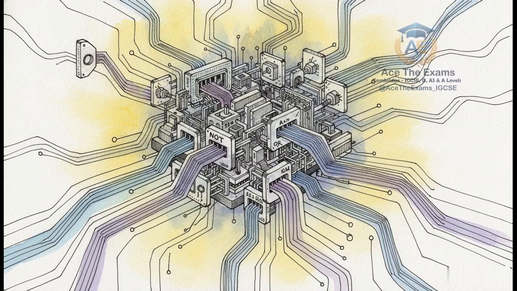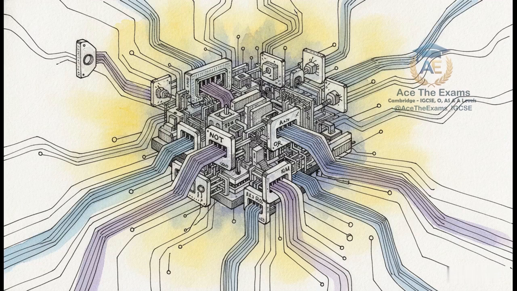By combining millions of microscopic on-off switches into complex logic gates, the ALU is what ultimately transforms raw binary inputs into the processed information we rely on every single day.